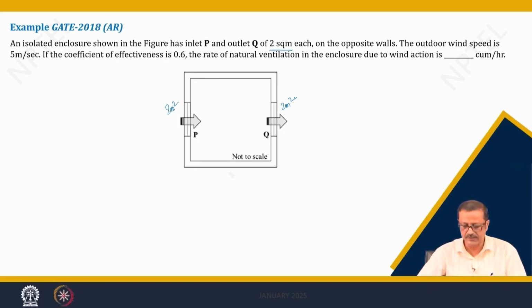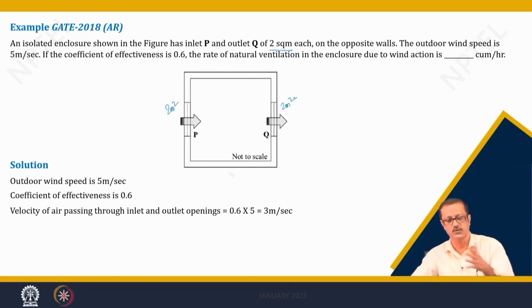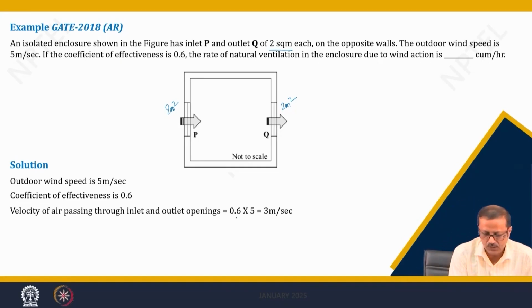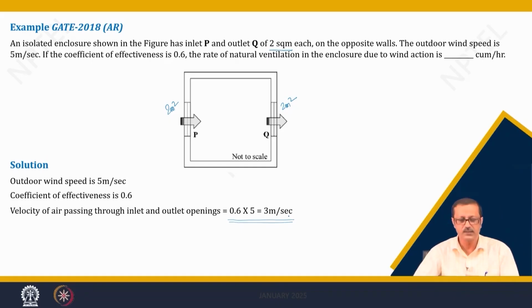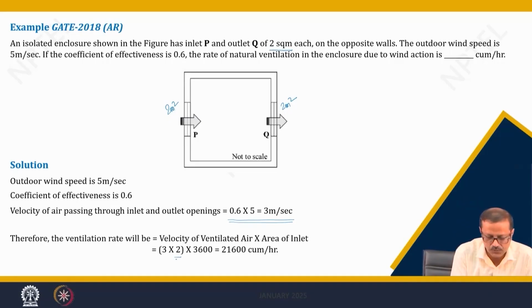and effectiveness of 0.6. As effectiveness is 0.6, even though there is a wind speed of 5 meter per second outside, only 0.6 times 5 will be taken inside. So the inside velocity, which will actually pass through the inlet, will be about 3 meter per second, because it is 0.6 times 5. And now I know the area. If I multiply the area by the velocity, I know how many cubic meters per second is the entry.